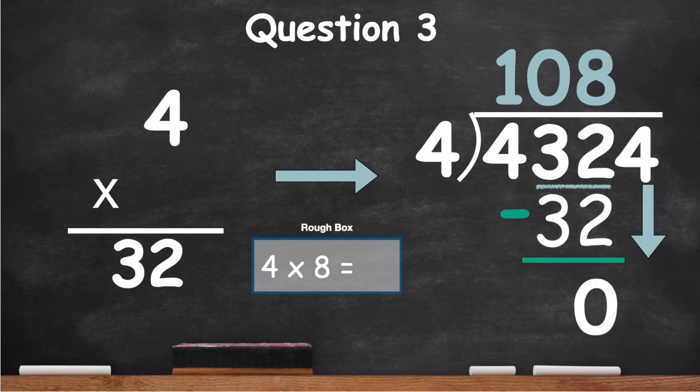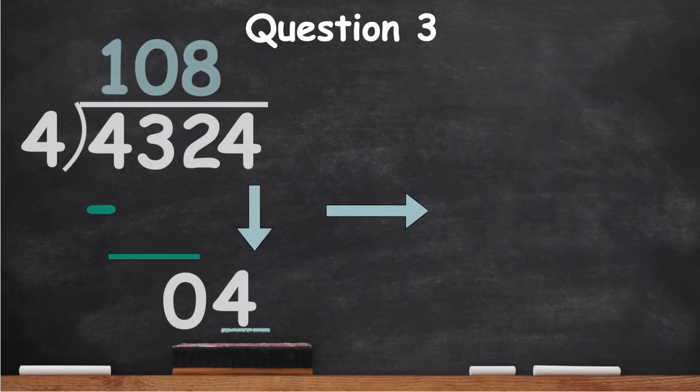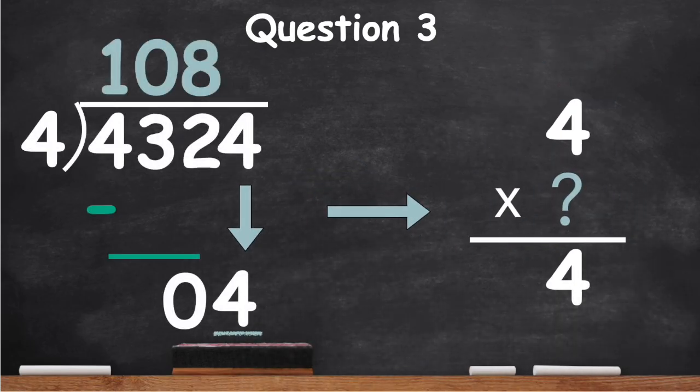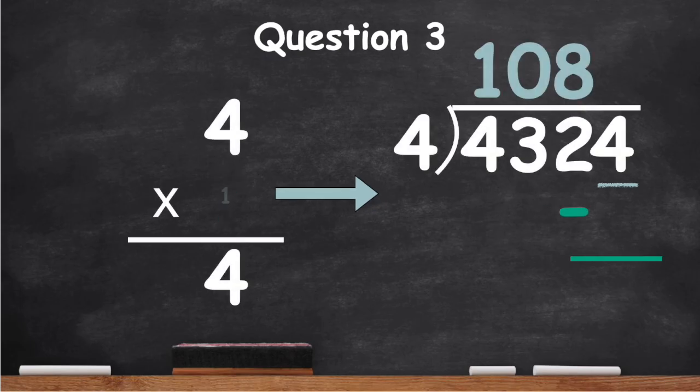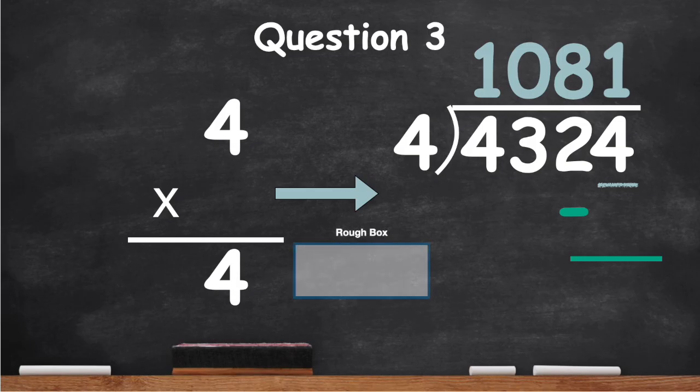Now we're going to bring down that 4. And now we're going to divide 4 divided by 4. So 4 times what equals 4? 1. So we're going to move that 1 on top of the 4 in the division section. Draw that rough box in order to determine what we're writing underneath that 4 in the division section. So 4 times 1, we're going to write in the rough box, 4 times 1 equals 4.